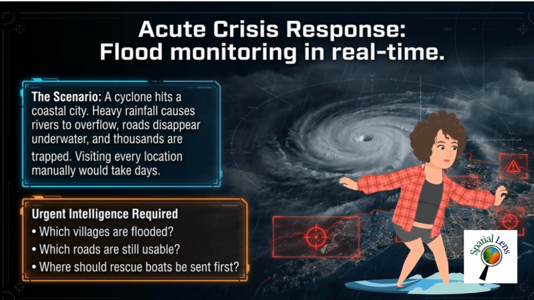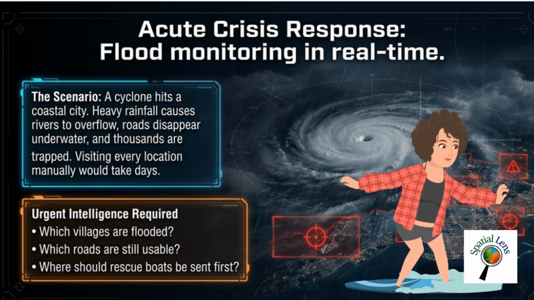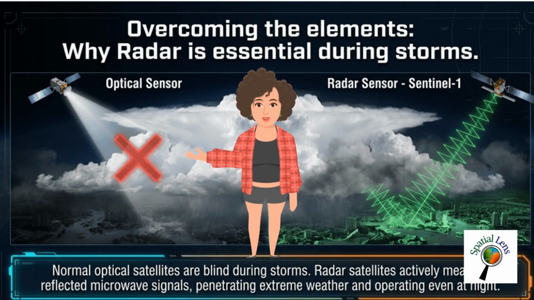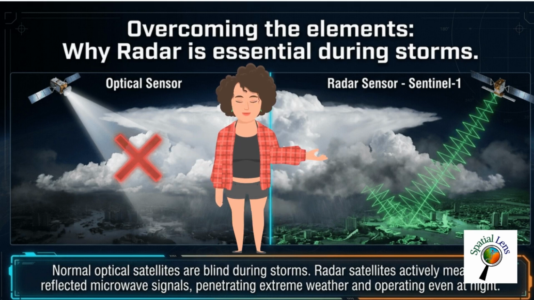Instead, satellites capture images of the affected region. However, floods usually occur during storms, meaning the sky is covered with thick clouds. Normal optical satellites cannot see through clouds because they depend on visible light. This is where radar satellites become extremely useful. Radar satellites such as Sentinel-1 actively send microwave signals toward the Earth and measure the reflected signal. Microwaves can pass through clouds, smoke, rain, and even work during the night.